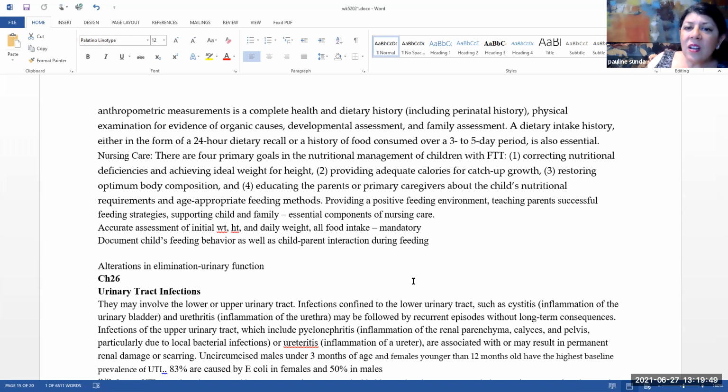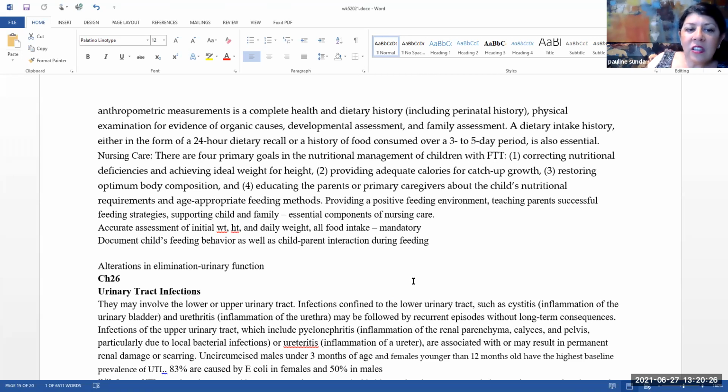So nursing care, the goals in general are correcting the nutritional deficiencies and achieving ideal weight for height, providing adequate calories for catch-up growth, restoring optimum body composition, and educating the parents or primary caregivers about the child's nutritional requirements and age-appropriate feeding methods. Providing a positive feeding environment, teaching parents successful feeding strategies, and supporting the child and the family. These are all essential components of nursing care.